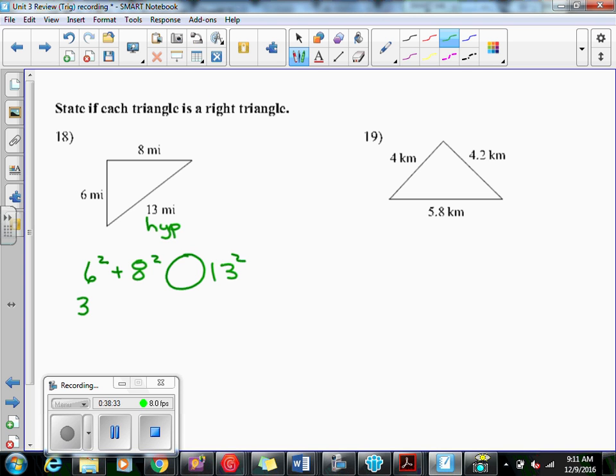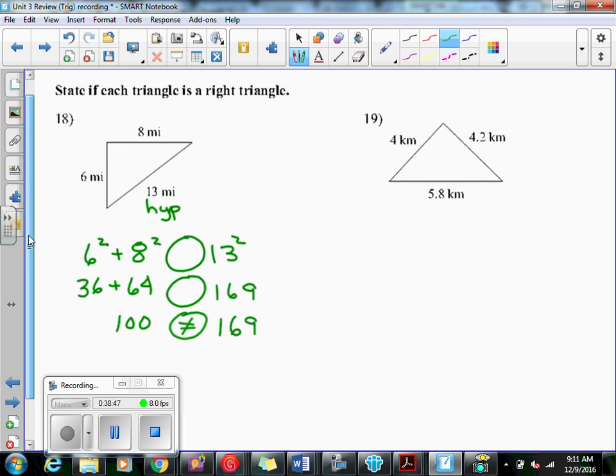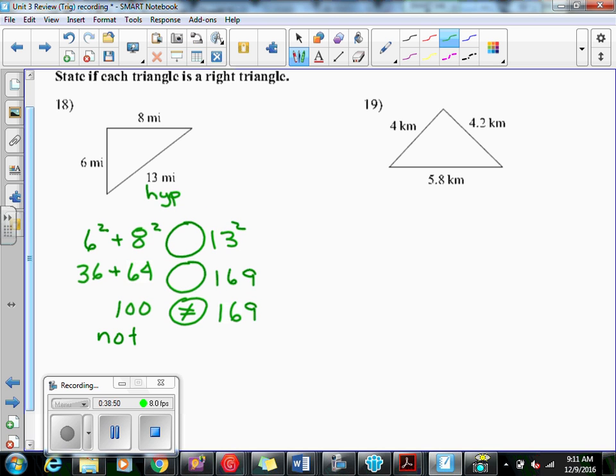So 36 plus 64, and we're comparing it to 169. 36 plus 64 is 100. Well, 100 clearly does not equal 169, and for that reason, this is not a right triangle. Now, if I had done this and I had gotten 100 on the left side and 100 on the right side, then they'd be equal. That would make a right triangle. Or if I had gotten 169 equals 169, then both sides are equal, and that would be a right triangle. But since they're not exactly the same, I know it's not a right triangle.